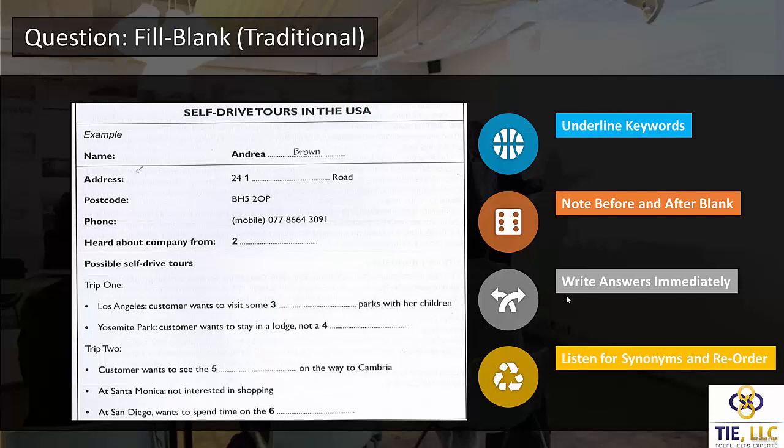Also keep in mind that they most likely are going to use synonyms here, or they're going to maybe reorder the sentence where they say the object first instead of the subject. In addition to that, you have to make sure that you write your answers immediately when you hear them. If you hear something that you think is the answer, write it right away. Don't wait. You don't want to do that.